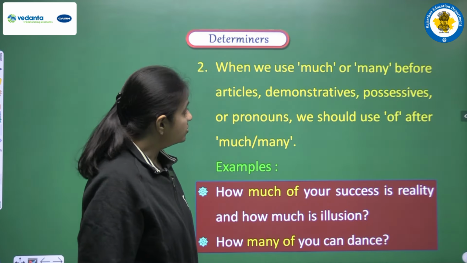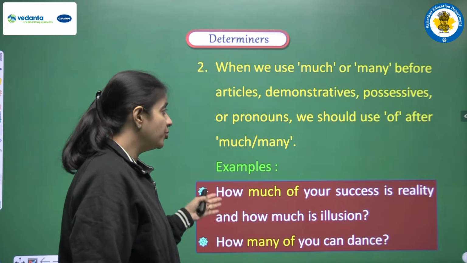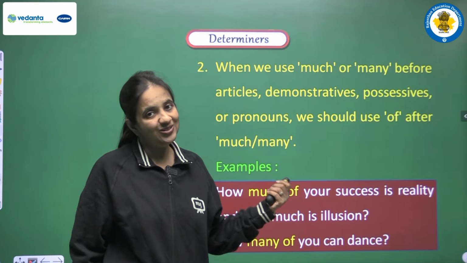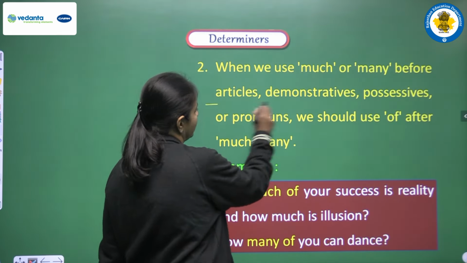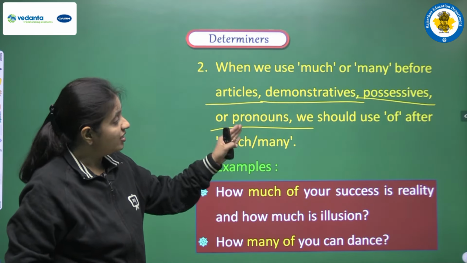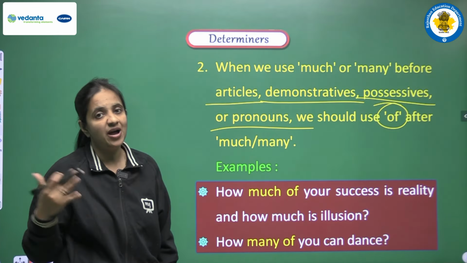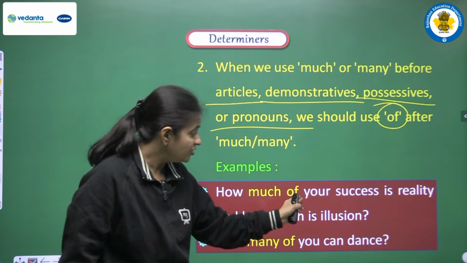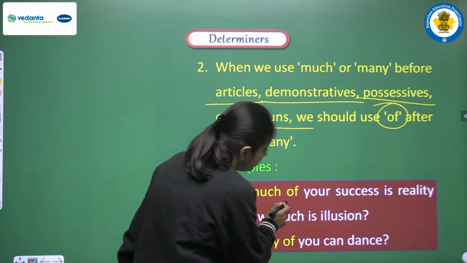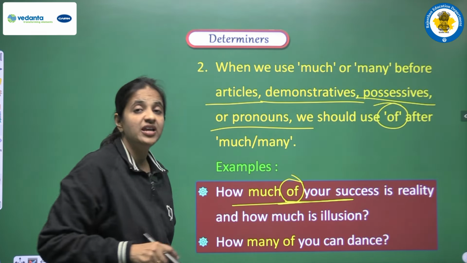Next, when we use much or many before articles, demonstratives, possessives or pronouns, we should use of after much and many. So according to this rule, if we are having some article, some demonstrative, some possessive, or some pronoun, when we are using much or many, at that time we have to use of with them. How? Let's see the example. How much of your success is reality and how much is illusion? So here we are having your success. Okay, so this is the reason with much we are having of, right?